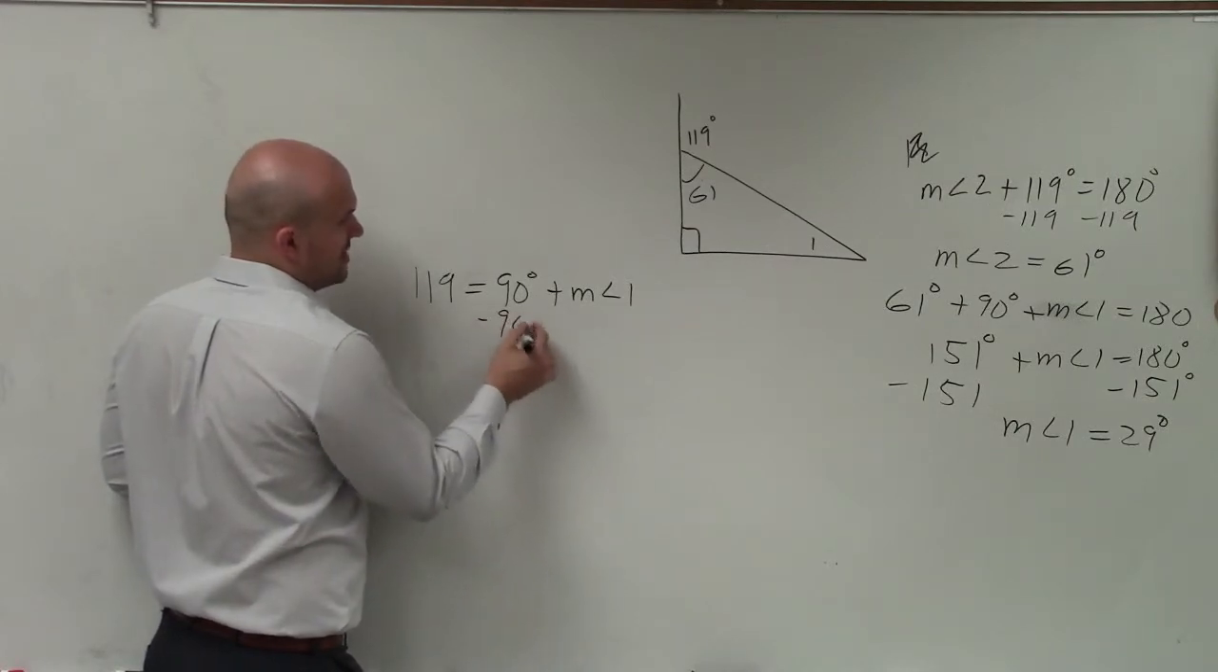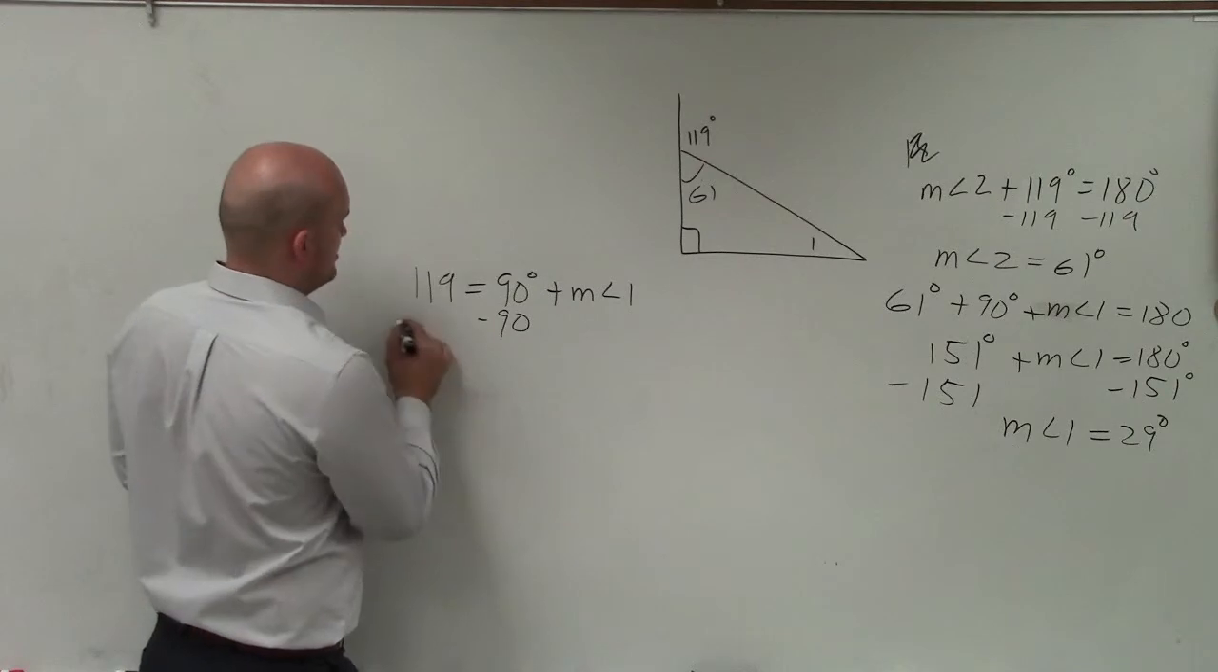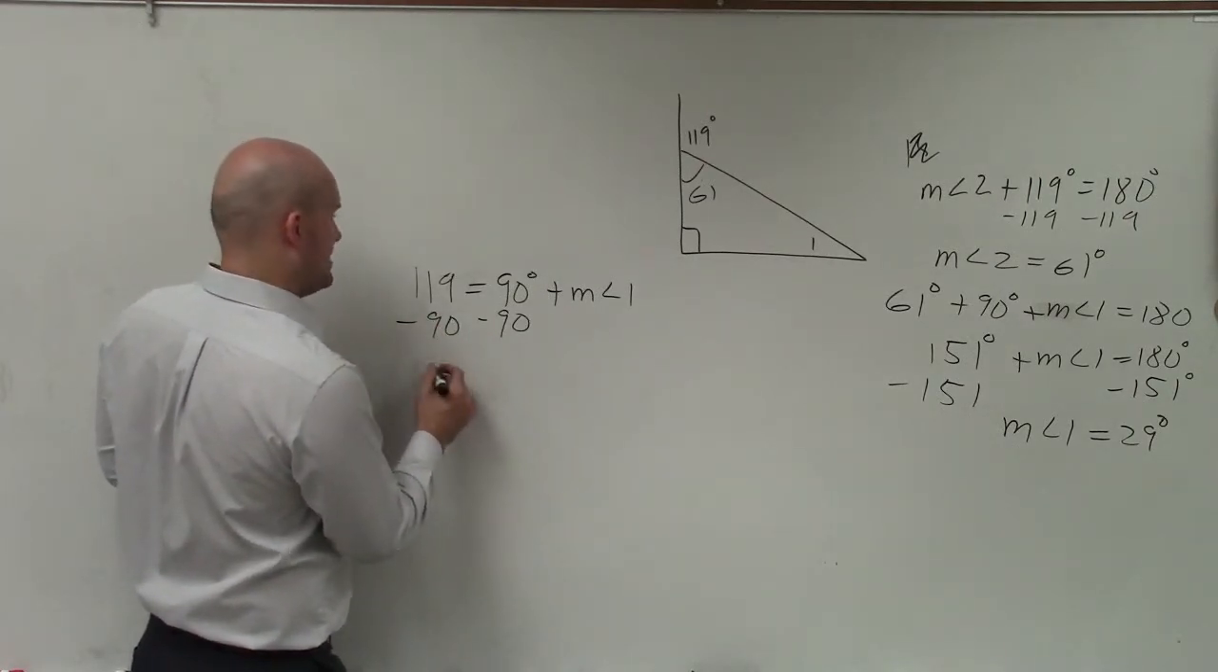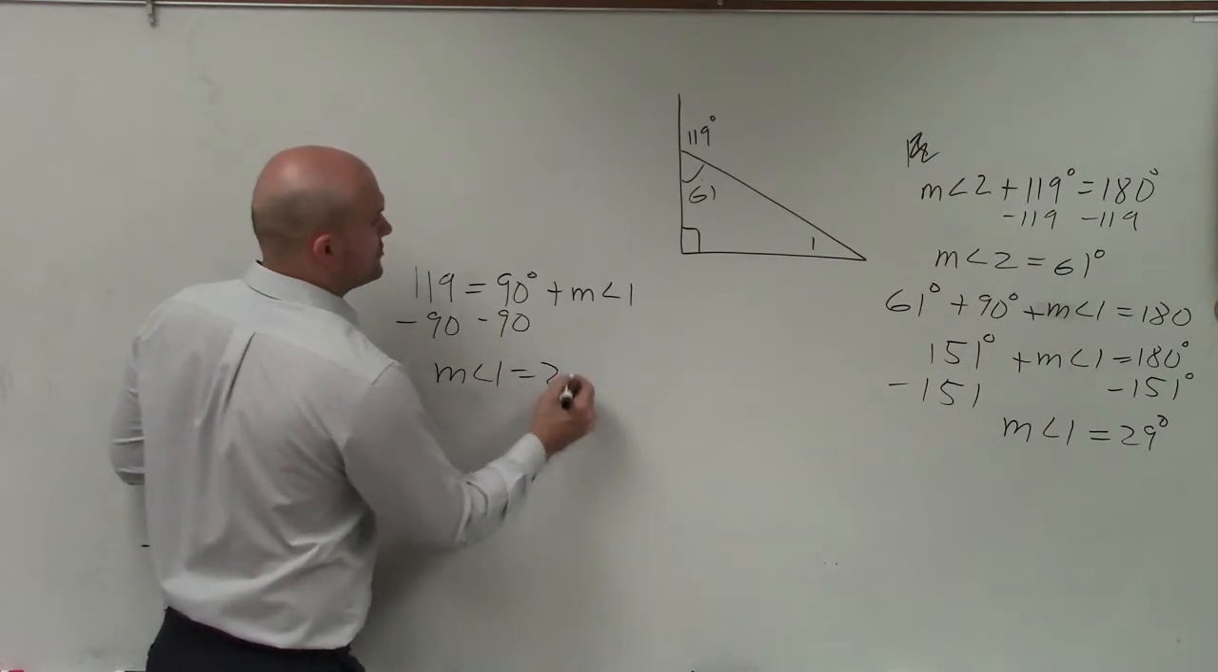So I subtract 90, and what I can see is 29. Measure of angle 1 is equal to 29 degrees.